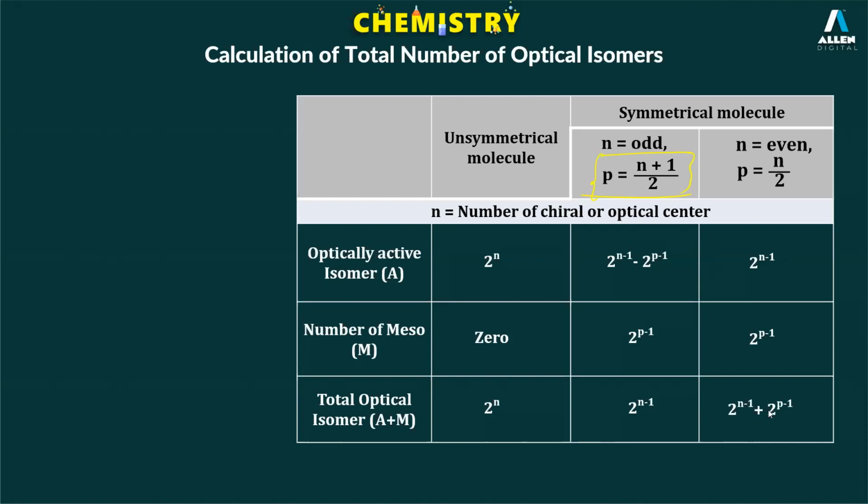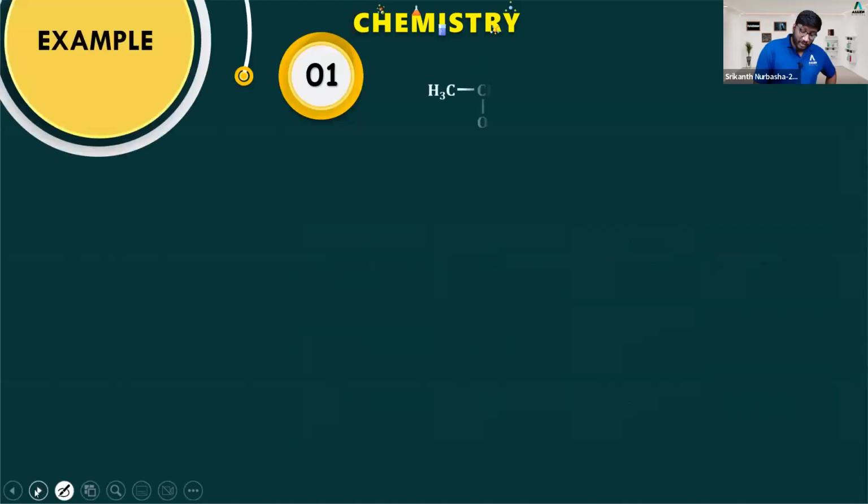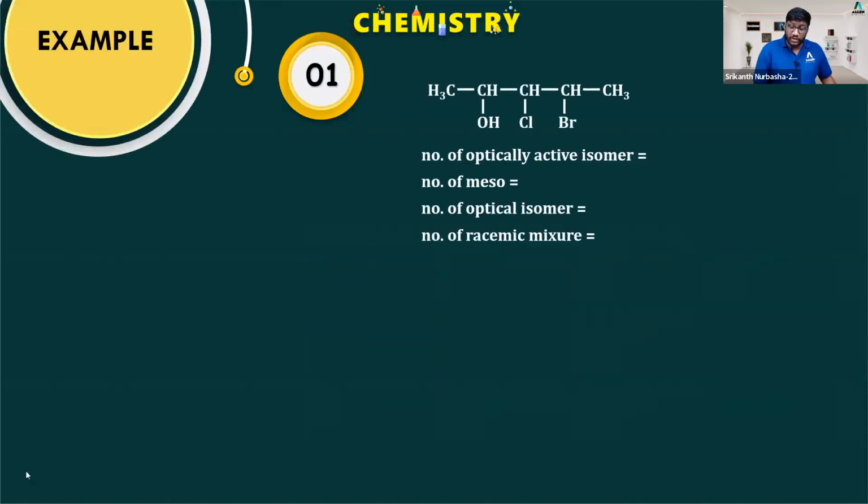Yes, sir. So this formula we will now apply to different sets of molecules: CH3, CHOH, CHCl, CHBr, CH3. Try to figure out now. Number of optically active isomers, how many? Number of meso, how many? Number of optical isomers, how many? Number of racemic mixtures, how many? Is the molecule symmetrical or unsymmetrical? Look at the molecule. Is that symmetrical or unsymmetrical?